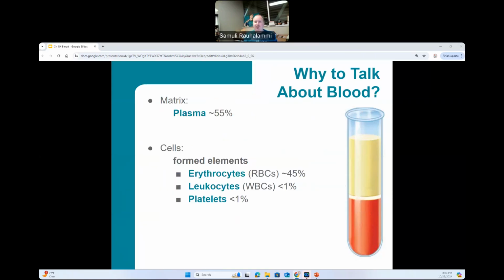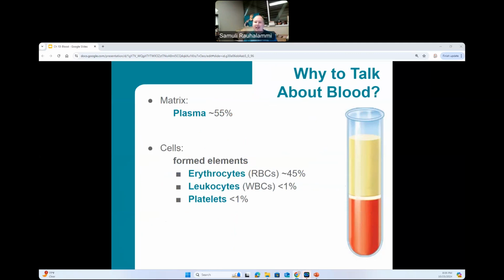The matrix of the blood is really where everything else is suspended, and that's going to be plasma. That's more than half of the total volume of the blood. It is the lightest element of the blood, so it builds up there at the top of the test tube.